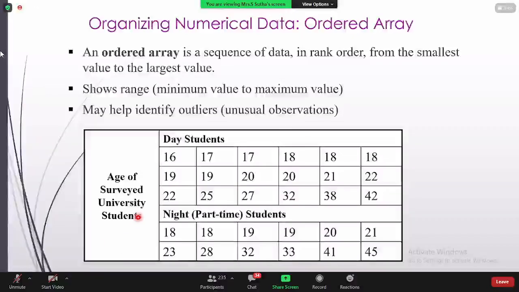Then from this, the measurement is years. Then what is the level of measurement? Ratio. Yes, ratio. Why are you saying that it is ratio? Zero is meaningful. Yes, zero is meaningful.